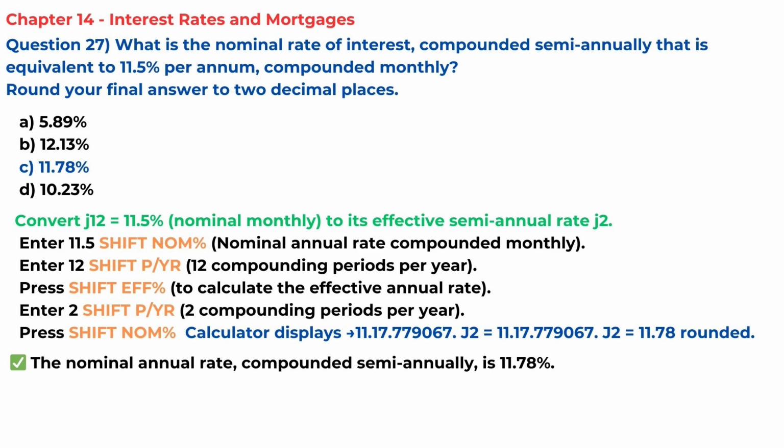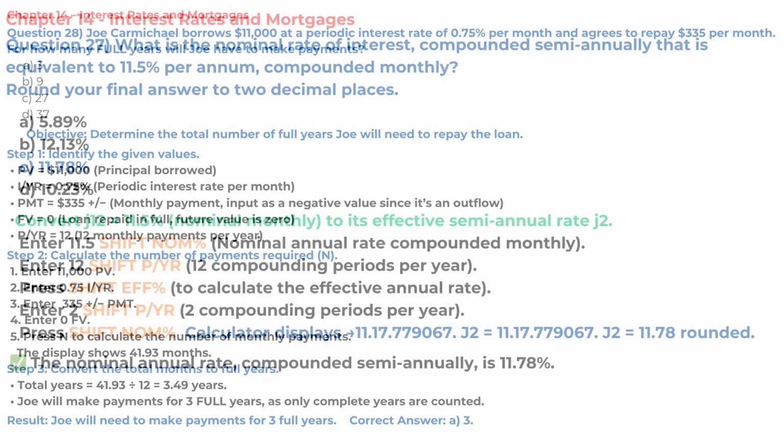Convert J12 equals 11.5% nominal monthly to its equivalent semi-annual rate J2. 11.5, shift NOM, nominal annual rate compounded monthly. 12, shift PYR, 12 compounding periods per year. Shift effective. 2, shift PYR, 2 compounding periods per year. Shift NOM. The calculator displays 11.777967, or J2 equals 11.777967. Final result. The nominal annual rate compounded semi-annually is 11.78%. Correct answer, C, 11.78%.